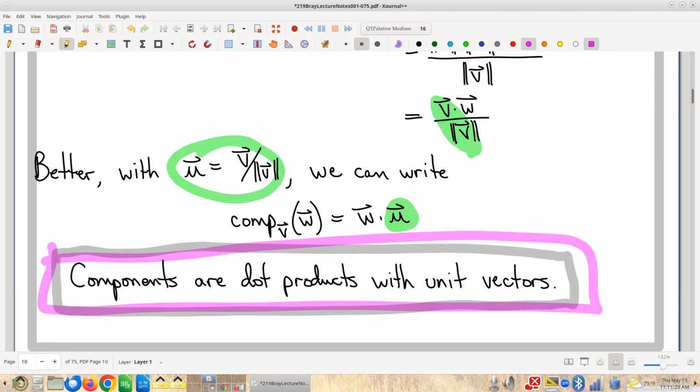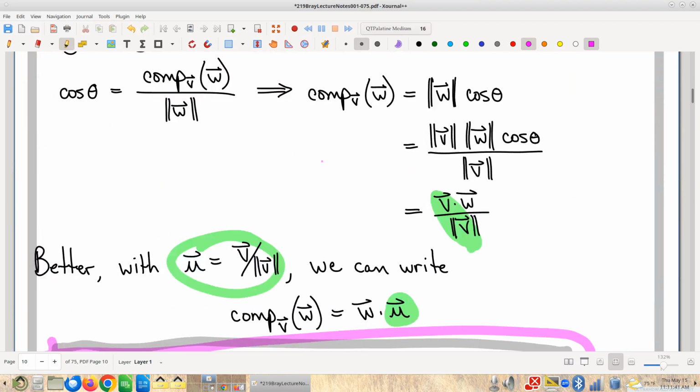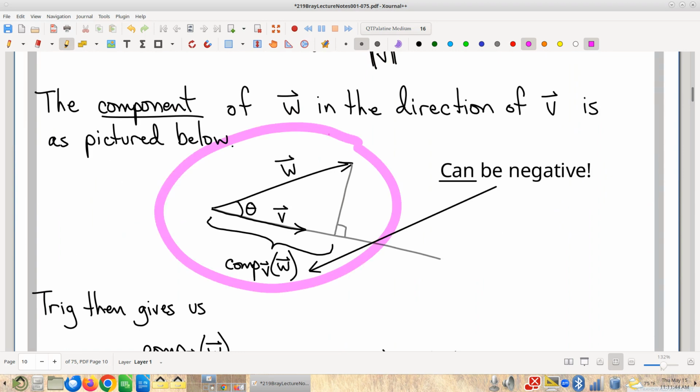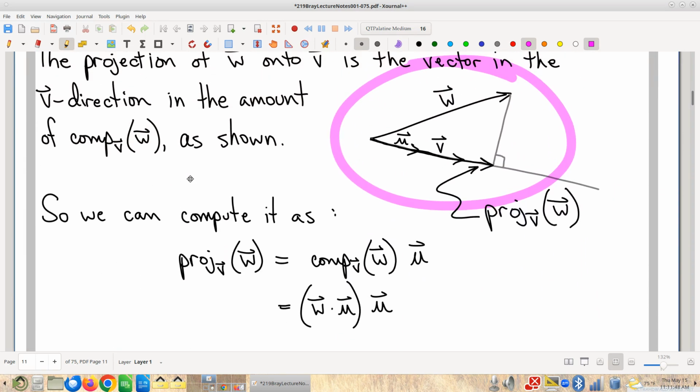Okay. All right. Now, another idea that y'all are going to mostly read on your own, but I'll, as usual, say a couple words, is this idea of a projection. Now, you're going to notice very quickly this picture that I drew for a projection. It looks just like the picture we drew over here for component. And this is a very closely related idea.